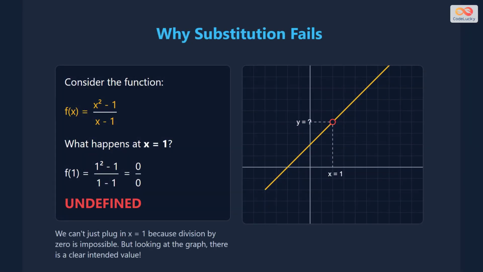You might wonder, why can't we just plug the number into the function? Look at this example. If we substitute x equals 1 into this fraction, we get 0 divided by 0. In math, this is undefined. It's a disaster. However, if you look at the graph, the line clearly approaches a specific height. Limits give us the tools to find this intended value, which in this case is 2, even though the function is broken at that exact spot.